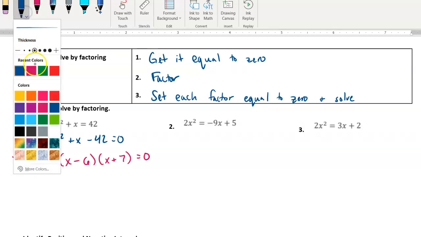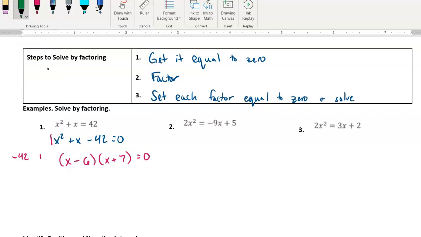Step 3 is we're going to set each factor equal to 0 and solve it. So we would have x minus 6, set that equal to 0. x plus 7, set that equal to 0. So when you solve it, I would add 6 to both sides for the first one. I would subtract 7 from both sides for the second one. So I would find our x-intercepts, that's what this represents. Our x-intercepts would be at 6 and negative 7.